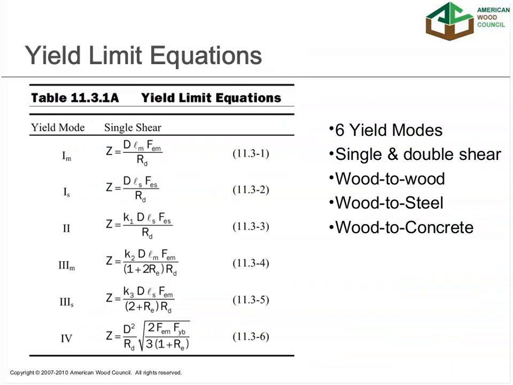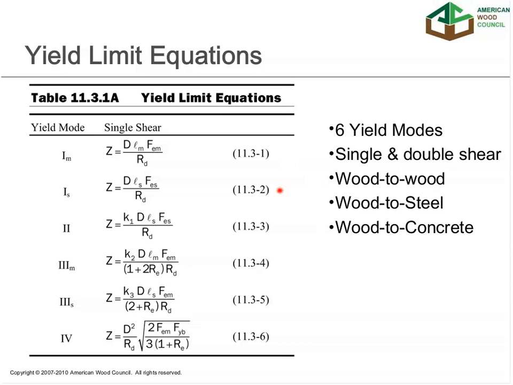So then we get to Table 11.3.1A, which lists the 6 different yield mode equations for single shear. There are 4 yield equations for double shear, not shown here, but are in that same table. And these would be used to develop wood to wood, wood to steel, and wood to concrete capacities for connections.